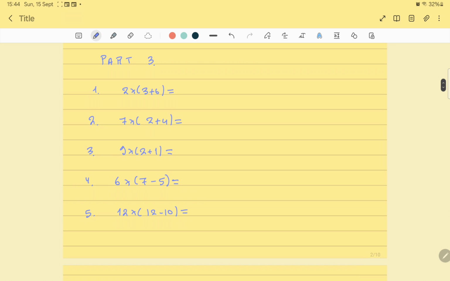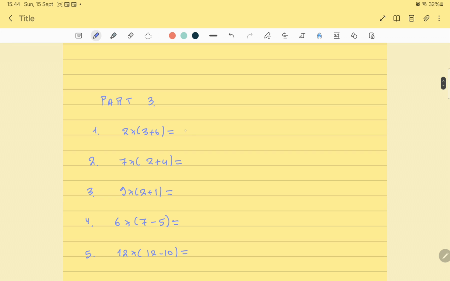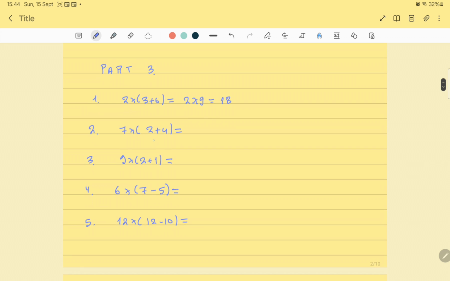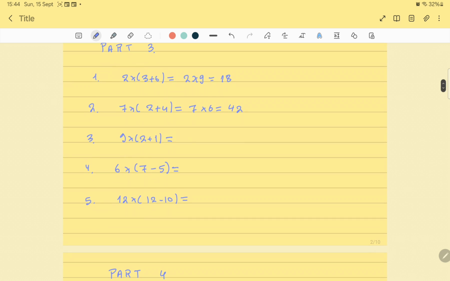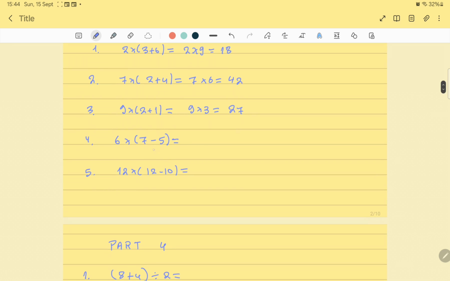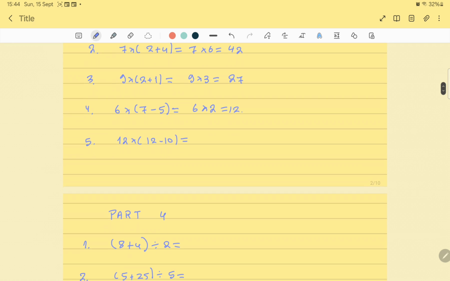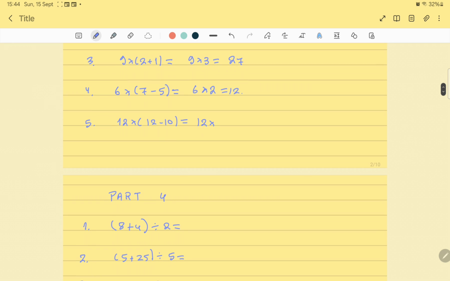For part 3 we have multiplication of a number times brackets. So first we work the brackets and then we multiply. Here we have a bracket. We do the brackets first and then we do the multiplication. Number 5 is 12 times the bracket, which is 2, so this gives me 24.